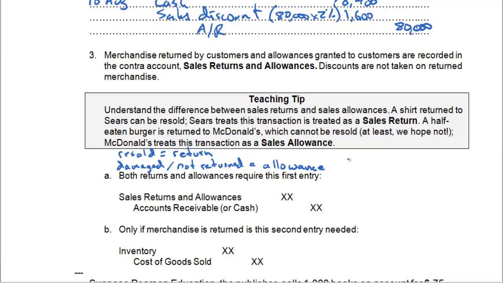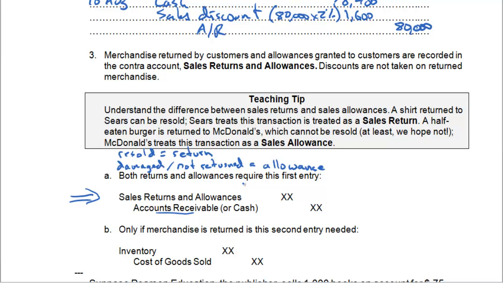Now, why is this important? Both returns and allowances will have this first entry, which simply lowers the amount that we owe. It's going to reduce the accounts receivable or refund them cash if they paid with cash, and it is going to debit this account, sales returns and allowances. I'll talk about that account in a second.